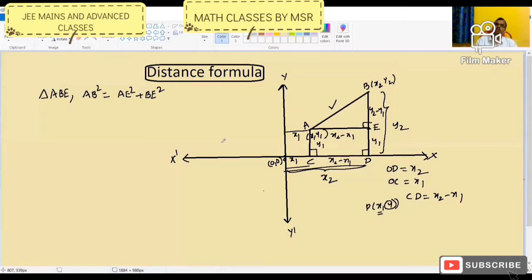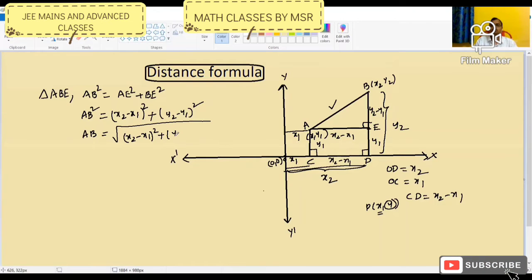Now our proof is almost completed. So the AE length we got is x2 minus x1, whole square, plus the BE length we got is y2 minus y1, whole square. So AB square is equal to (x2 minus x1) whole square plus (y2 minus y1) whole square. So AB is equal to the square root of (x2 minus x1) whole square plus (y2 minus y1) whole square.